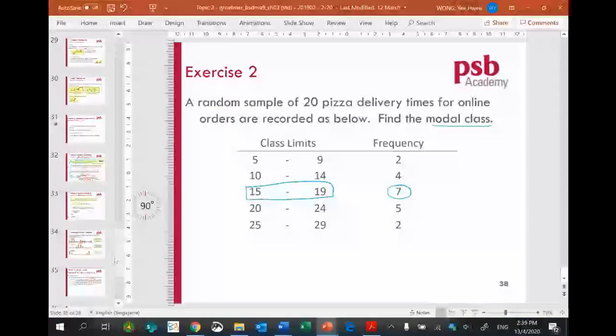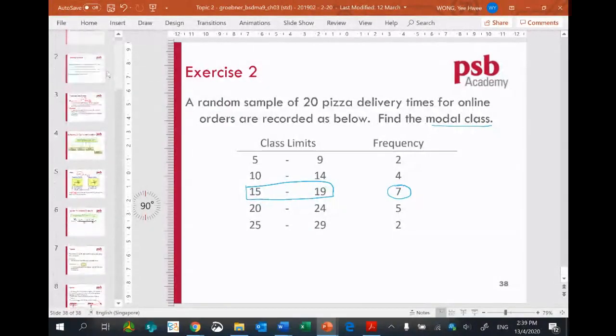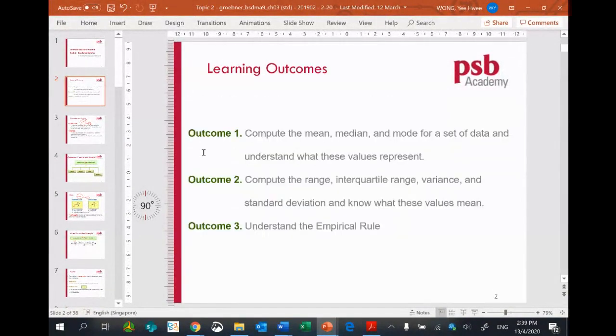So now you go back to the very beginning. You know how to compute the mean, the median, the mode, and understand what these values represent. And you know how to compute the range, interquartile range, variance, and standard deviation, and know what they mean. And you understand the empirical rule. What are the three values in the empirical rule? 68, 95, and 99.7. Right? So that's all you need to know about this topic.